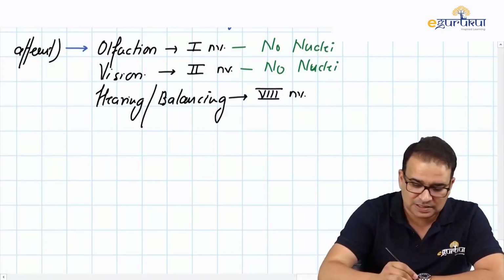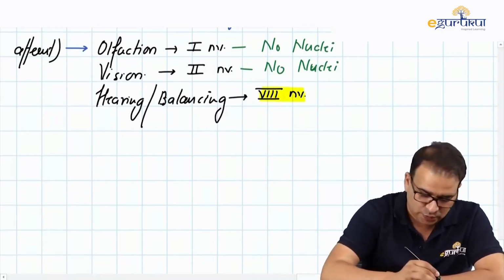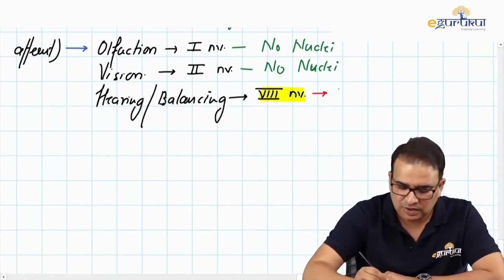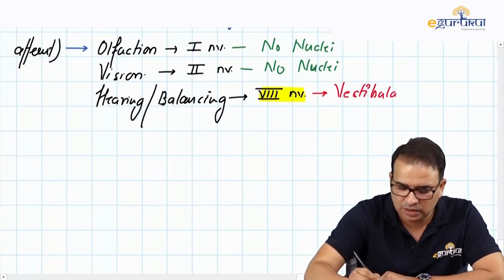But for hearing and balancing, that is for the eighth nerve, yes, we do have nuclei for them. And what are those? We have vestibular nuclei, and we also have cochlear nuclei. We have vestibular and cochlear nuclei.